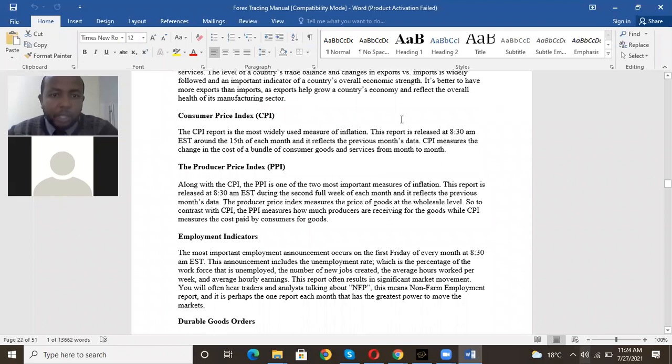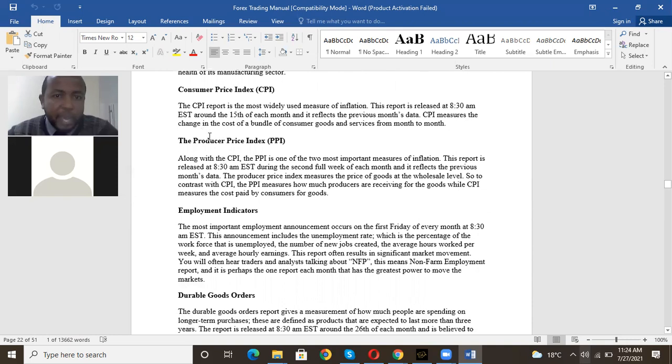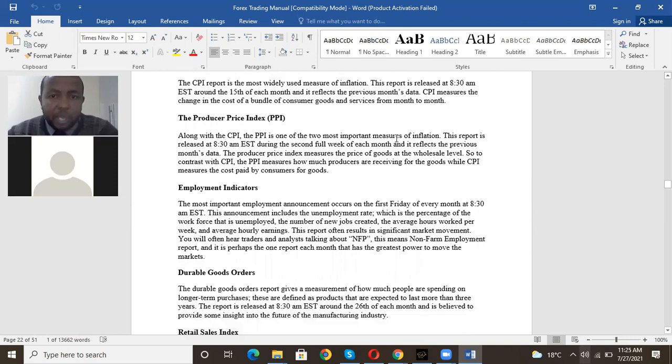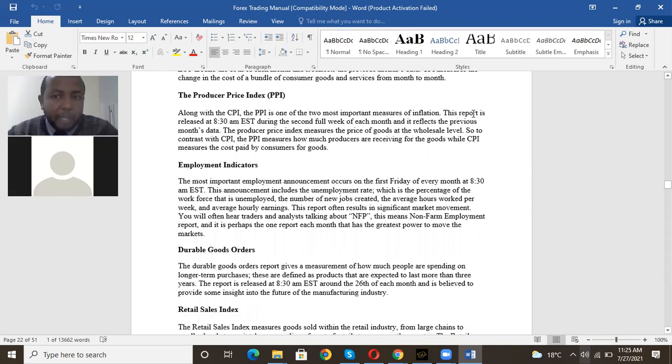So let's go to CPI. It measures the change in the cost of a bundle of consumer goods and services. This is everything you buy, from bread, that whole basket of goods and services, excluding automobiles and energy or oil. So that's what we call CPI, Consumer Price Index. Then we have PPI. Along with CPI, PPI is one of the most important measures of inflation. Now, this is for the producers, people who have companies. This report is released at 8:30 during the second full week of each month and reflects the previous month's data.